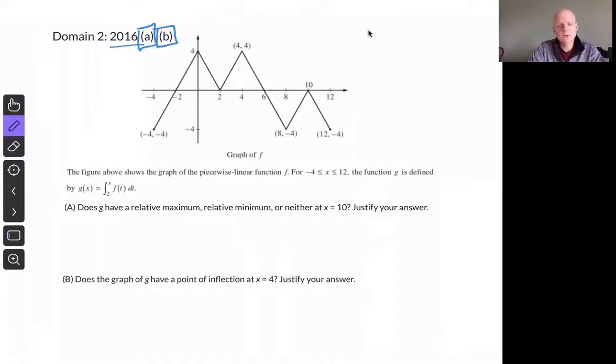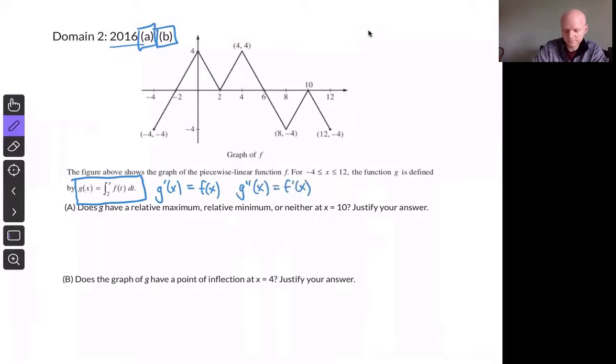So the figure above shows the graph of the piecewise linear function f. And then for the same thing, -4 to 12, the function g is defined by this integral right here. Now what I like to do immediately upon seeing that g of x is an integral is I like to write on the side, g prime of x has to be equal to f of x because derivatives undo integrals. And I also know that g double prime of x is equal to f prime of x, just like we saw before. So question A, does g have a relative maximum, relative minimum, or neither at x equals 10?